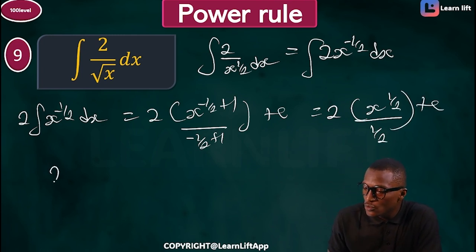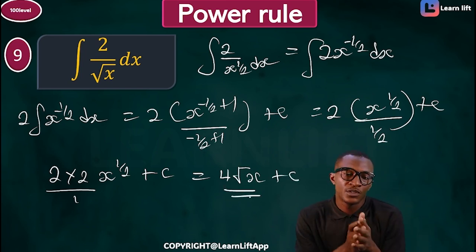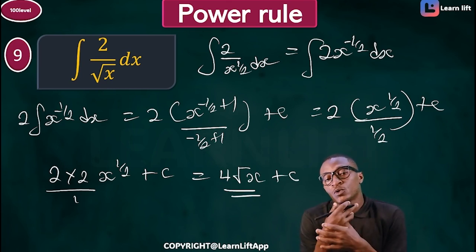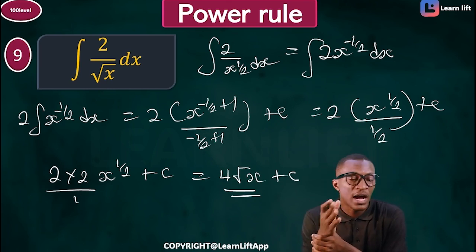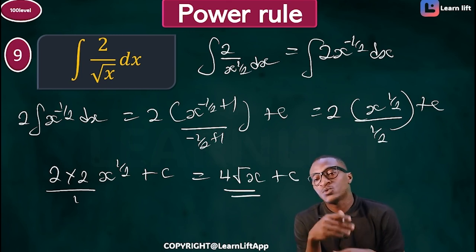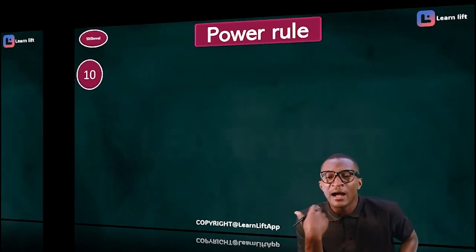So this will now give me 2 times 2 x raised to power half all over 1 plus c. That will give me 4 root x plus c. Are you seeing that? So you can differentiate that, you're going to get that. Because minus half plus 1 is half. And that 2 definitely comes up, 1 divided by half is 2, 2 times 2 is 4. So practically, I've solved 9 questions now.